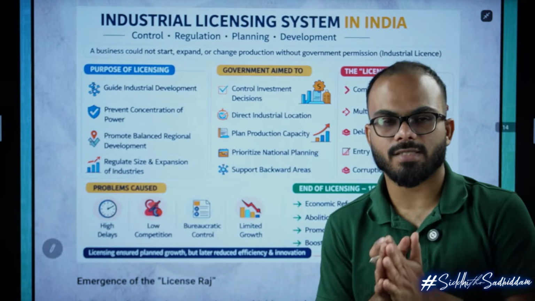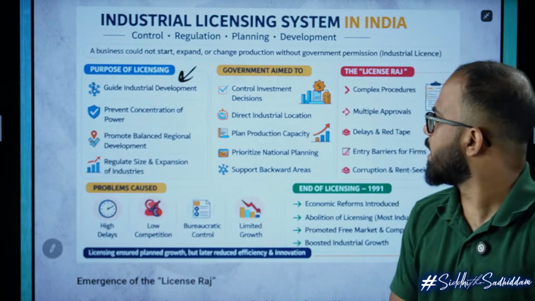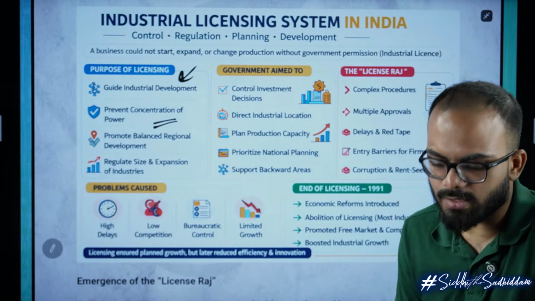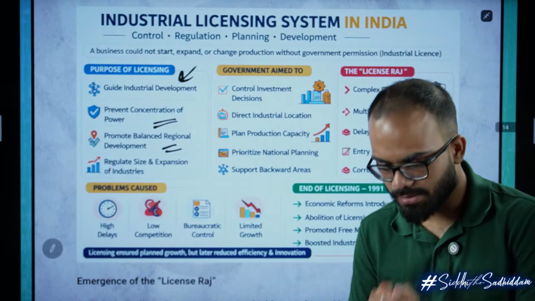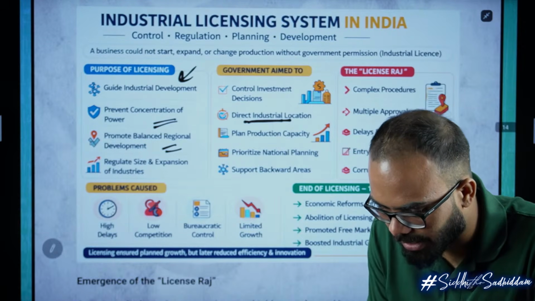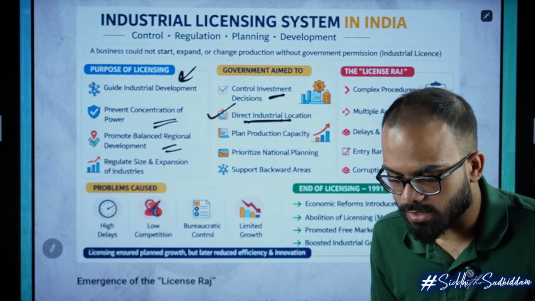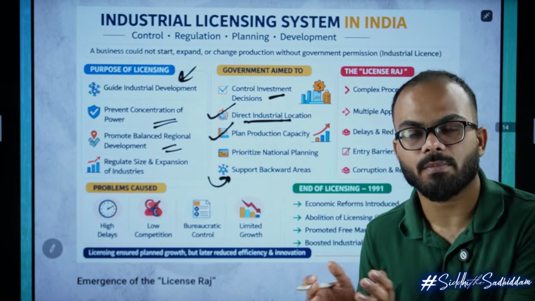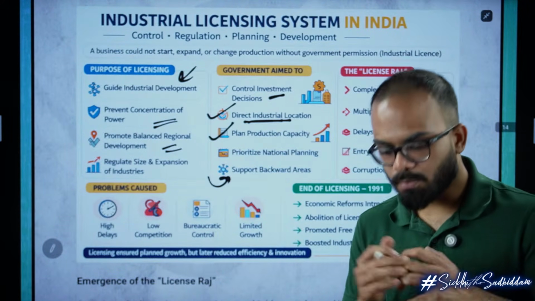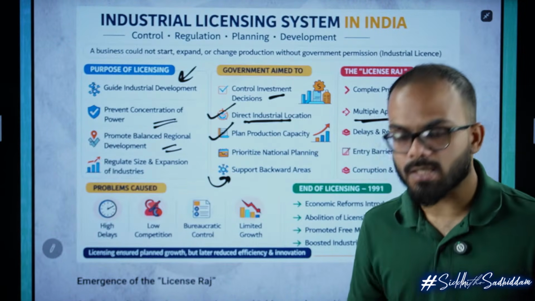So this is called the industrial licensing policy. The purpose was that they wanted to guide the industrial development, prevent the concentration of power and balance the regional development. But the idea is that they will decide everything. They will decide how much you can invest, where your location is, what your capability is, and they will also tell you that you have to support this, etc. The problem is this led to multiple paperworks, multiple approvals.